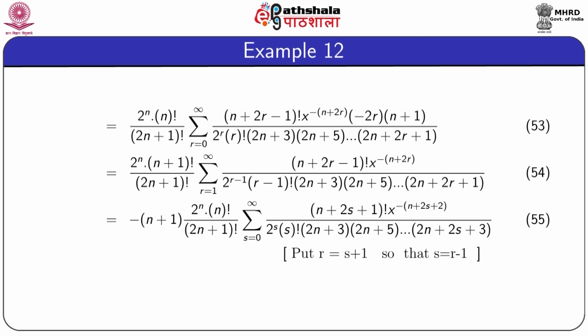We replace r by s plus 1 and we will get equation 55, which is equal to minus of (n plus 1) 2 to the power n into n factorial divided by (2n plus 1) factorial, which is summation s equal to 0 to infinity (n plus 2s plus 1) factorial x to the power minus n plus 2s plus 2, divided by 2 to the power s into s factorial (2n plus 3)(2n plus 5) dot dot dot (2n plus 2s plus 3).